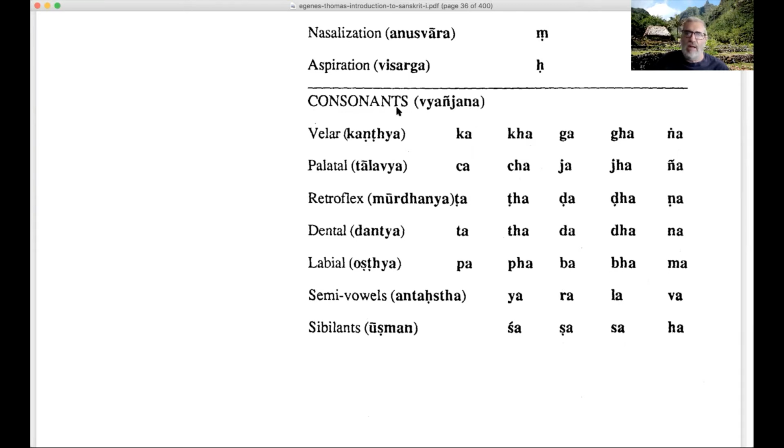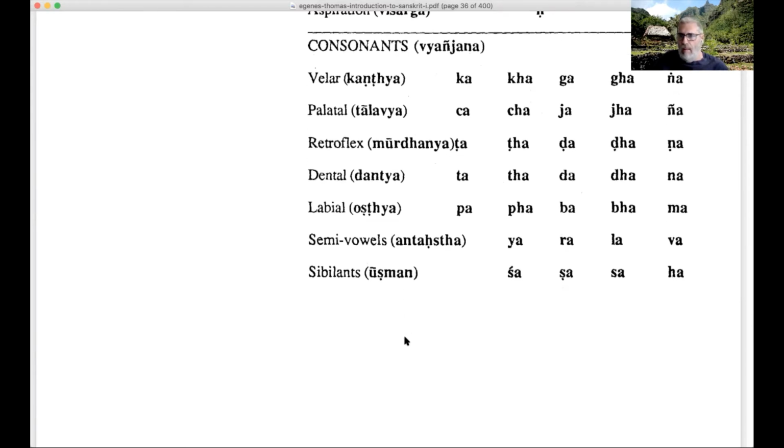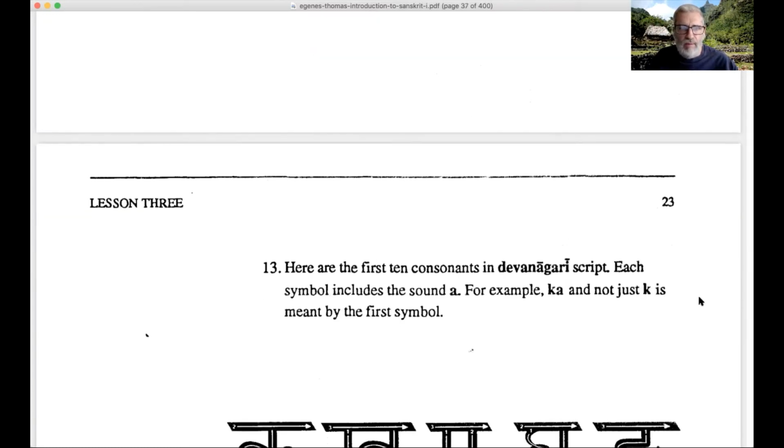Vyanjana means consonant, kantya means guttural, talavya means palatal, murdanya means cerebral, dantya means dental, oshthya means labial, antastha means semivowel, ushman means sibilant, right? And he's included the H in the sibilants. But it can also be just by itself, called the aspirate. I don't have a word for that in Sanskrit. Okay, so that's the grammar.